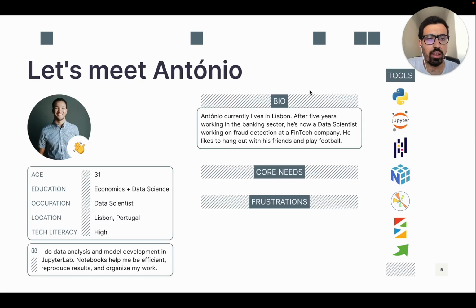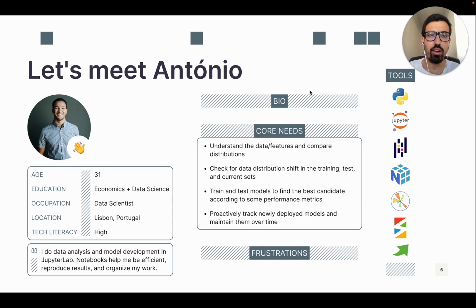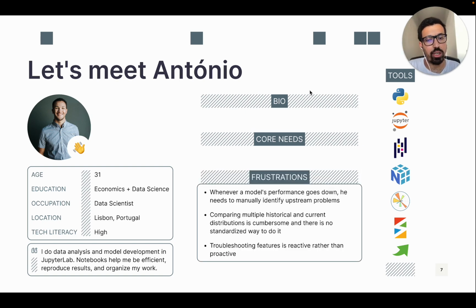First of all, let's meet António. António currently lives in Lisbon and he is now a data scientist working on fraud detection at a fintech company. For doing his job, he has a set of core needs, like, for example, checking for data distribution shifts in the training, test and the current sets. Associated with them, there are a couple of frustrations, like whenever a model performance goes down, he needs to manually identify upstream problems, like in the data, for example, and when comparing multiple distributions, he finds the process cumbersome, also because there is no standardized way to do it right now.